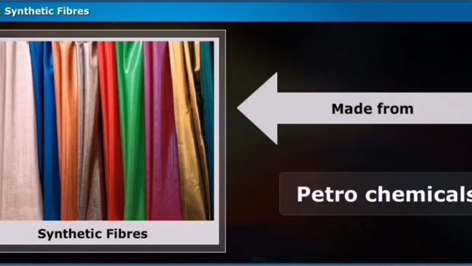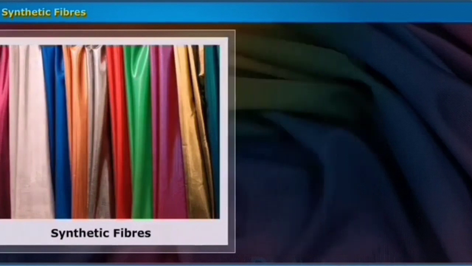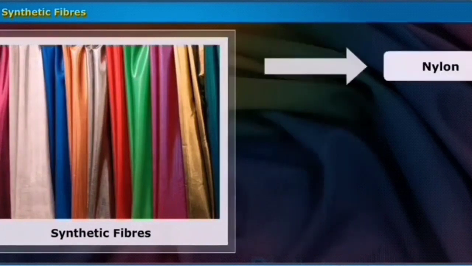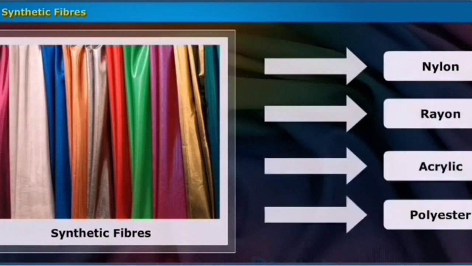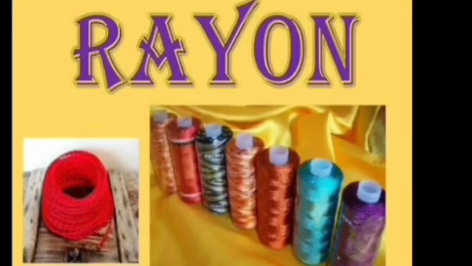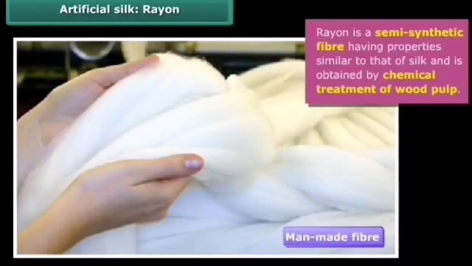Types of synthetic fibers. Depending upon the types of chemicals used for manufacturing, synthetic fibers are named as nylon, rayon, acrylic, polyester, etc. The first synthetic fiber is rayon. Let us see its properties. It is a man-made fiber obtained by the chemical treatment of wood pulp, which is a natural resource.